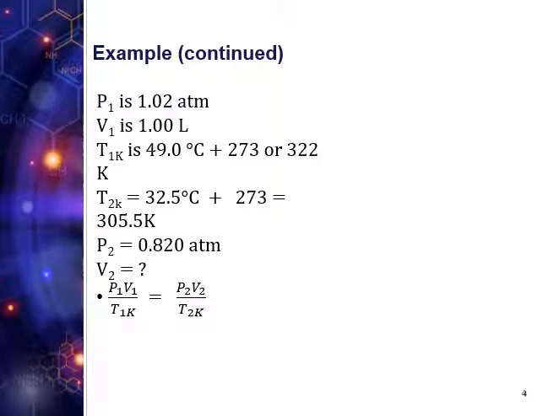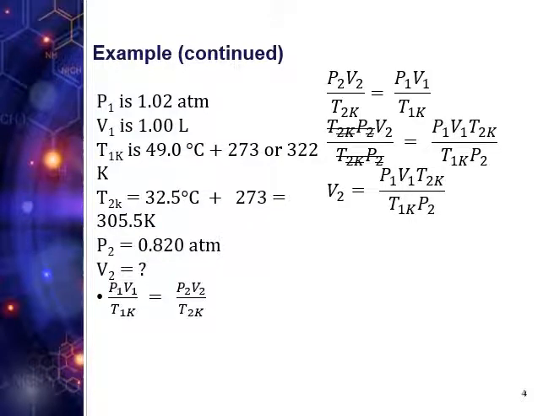The combined gas law is P1 times V1 divided by T1K is equal to P2 times V2 divided by T2K. I'm going to solve for V2. So I can say that P2 times V2 divided by T2K is P1 times V1 divided by T1K. To isolate V2, I will divide both sides by P2 and multiply both sides by T2K. So that my rearranged formula is V2 is P1 times V1 times T2K divided by T1K times P2.